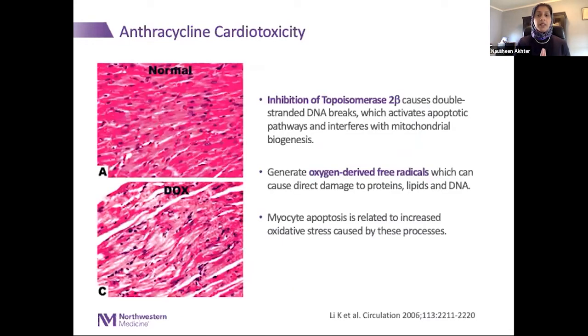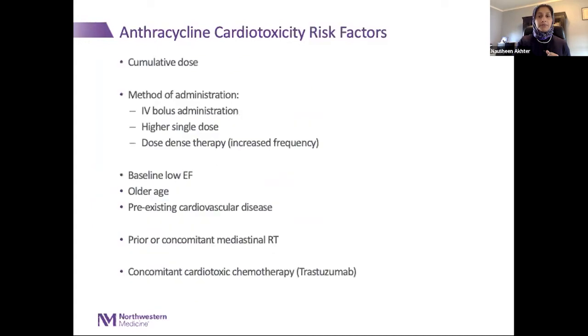This audience is aware that the pathophysiology of anthracycline toxicity is primarily an inhibition of topoisomerase 2 beta and generation of oxygen-free radicals that cause myocyte apoptosis, related to the increased oxidative stress from these processes. And this is an example of a mouse model that's been treated with anthracycline. You can see the myofibril dropout and the vacuolization and damage done to the myocardium structurally in this histology.